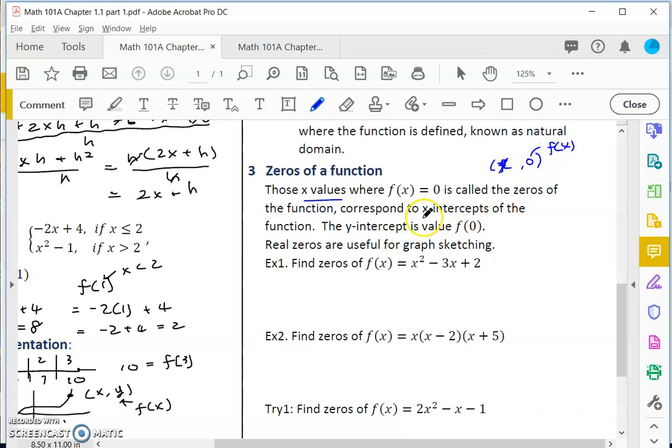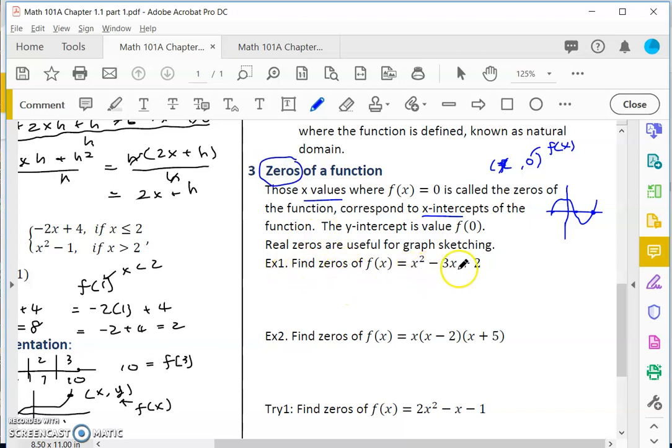And so it corresponds to x-intercepts of the graph. So in a graph of a function, all these points would have y equal to 0. So these are called zeros of a function. It's the x-intercept. Y-intercept is when x is 0, right? X is 0, and we call it the y-intercept. It's actually the value f of 0. You plug in x equal to 0. So zeros does not mean y-intercept. Zeros is x-intercept. So these terms, zeros of a function, are the x-intercept.